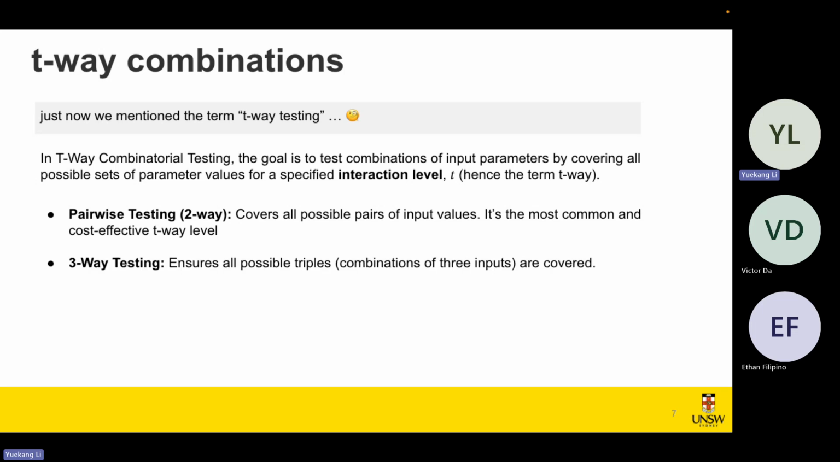And you can imagine if we do 3-way testing, it means that we care about all the permutations and all the possible combinations of 3 input parameters. For 4-way testing, we care about combinations of different inputs from 4 different input parameters, and so on. This is the definition of T-way combinations.